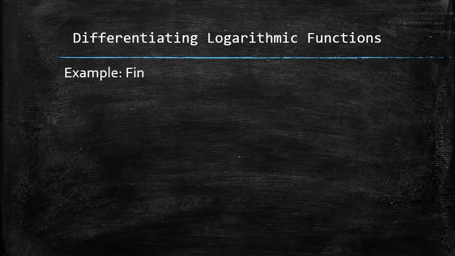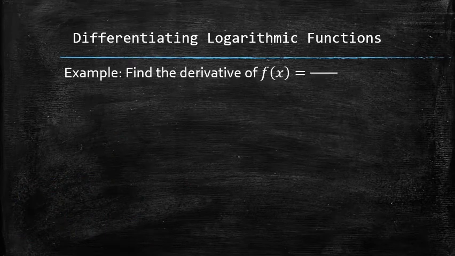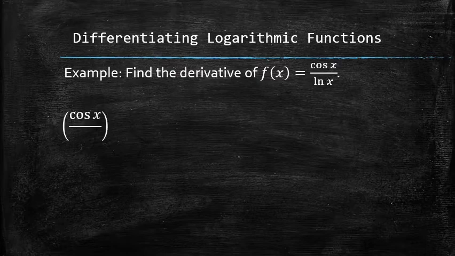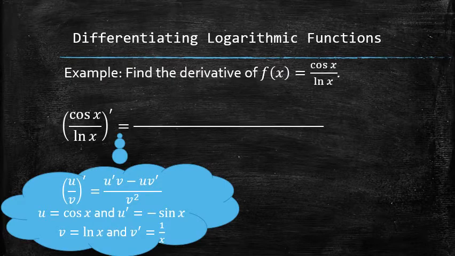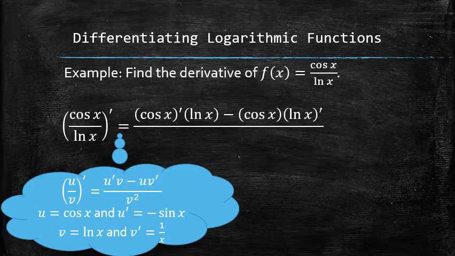Let's do another example. We start the process by recognizing that we are differentiating a ratio of two functions. So we apply the quotient rule, for which we know how to determine all the components. So we get the following answer.